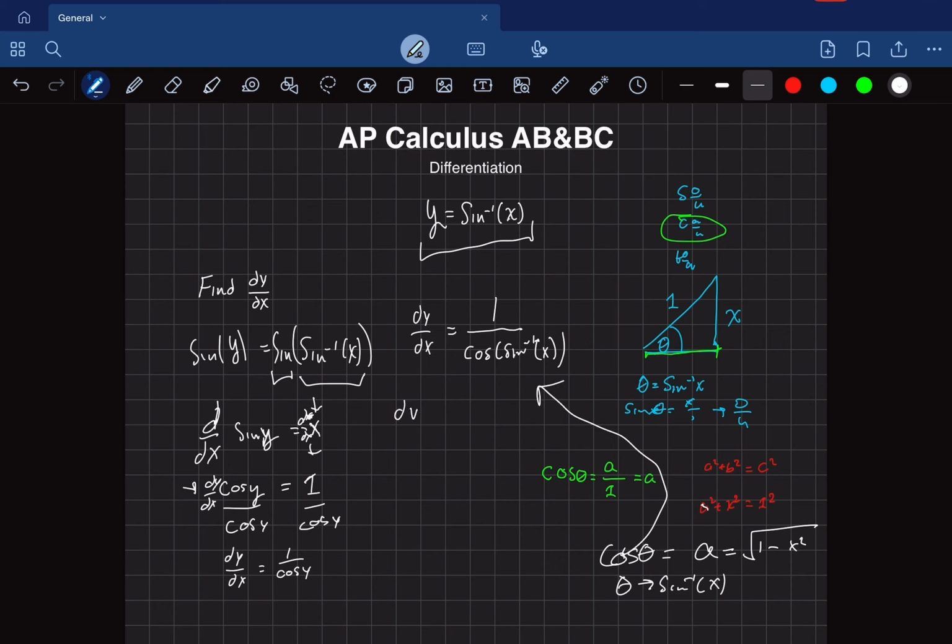So this says that dy over dx is equal to 1 divided by the square root of 1 minus x squared. So this is our answer in a much simpler to look at form.